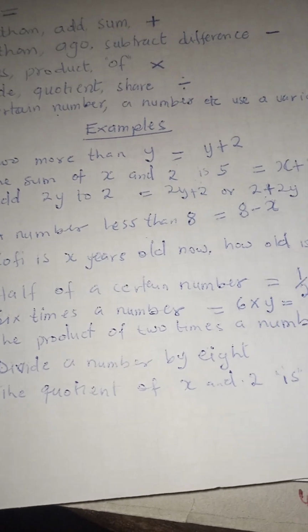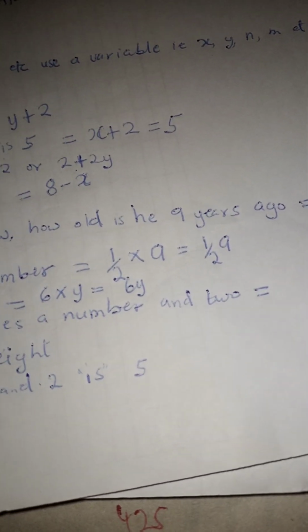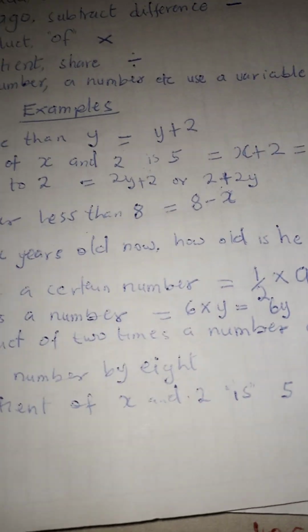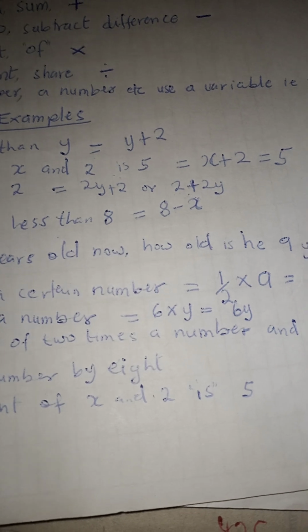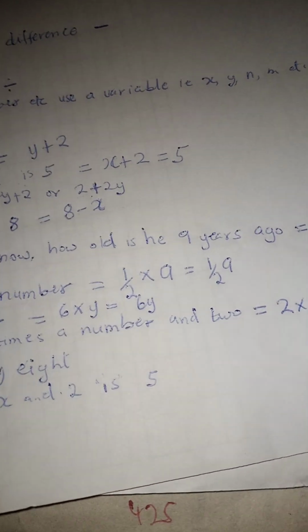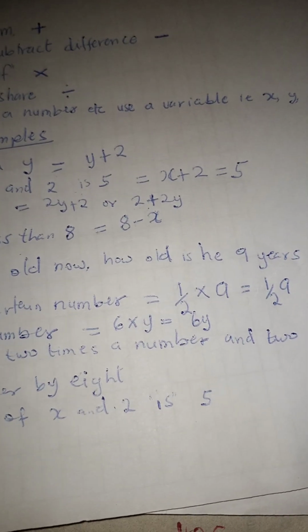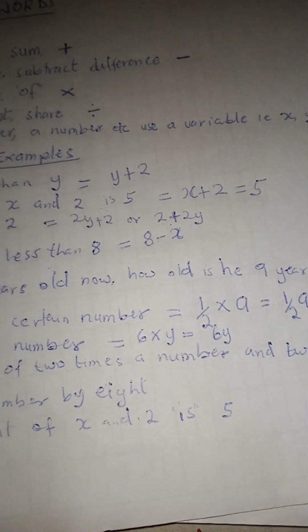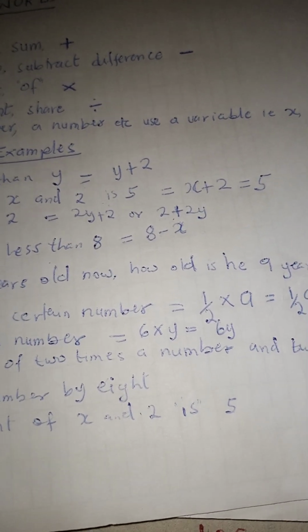The product of 2 and 2 times a number. From the keywords, the product is what? Multiplication, right? So the product of 2 and 2 times a number. So 2 times a, times 2. This is going to give us what? 2a times 2. Is that right? So simplifying this is 4a.